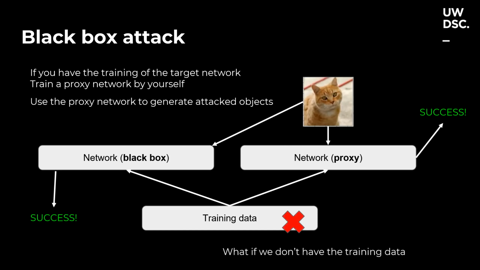But for most cases, we don't have training data. So how would we be able to do that if we don't have the training data? One possible solution would be feeding random images to the black box network. And since it is an API, it will give us something. We train the network based on our random images and the output from the black box network, and use that as our training data to train our proxy network. And let's see the results from that.